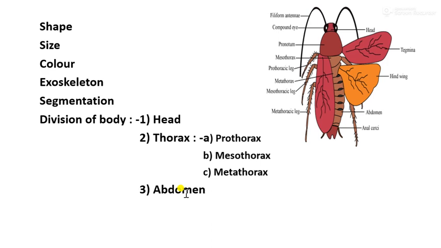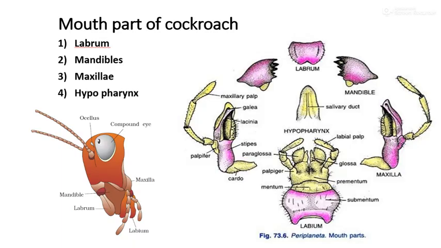This is all about the body of the cockroach divided into head, thorax, and abdomen. Now we see the mouth part of the cockroach.